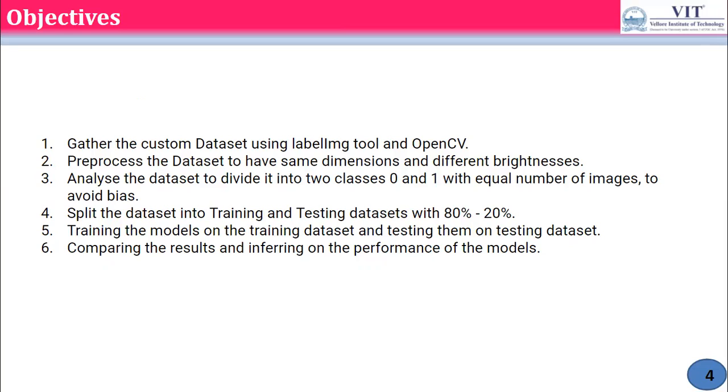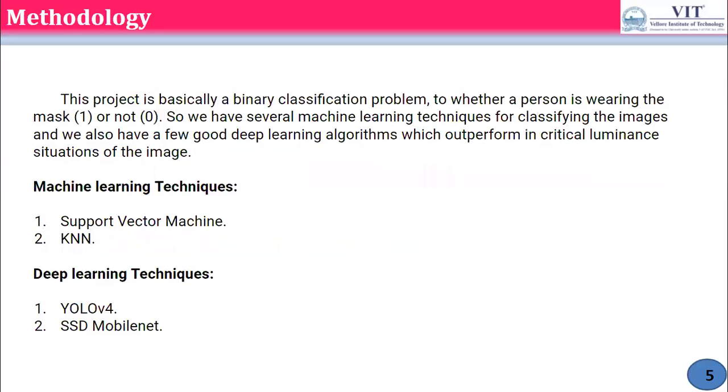split. Then training the models on the training dataset and testing on the testing dataset would be the next challenge. After completing the training, we need to compare the results and infer the performance of the models based on the ML and DL techniques. This project is basically a binary classification problem: whether a person is wearing a mask or not. We have several machine learning techniques that classify the images, and we also have a few good deep learning models which outperform in critical situations, like when the luminance of the image is high.